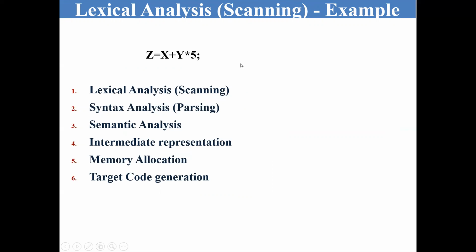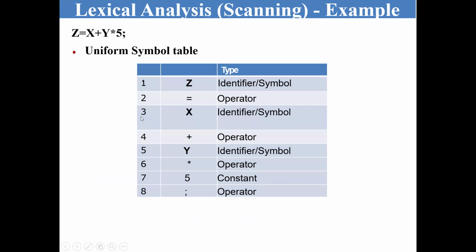So one more example we will see to understand this whole process. So z is equal to x plus y into 5 and semicolon is there. So we will apply all these phases. We will go through all the phases and we will find the output. So first, any compiler first of all generates the uniform symbol table. What is this uniform symbol table? It is just a list of all the tokens with their types.